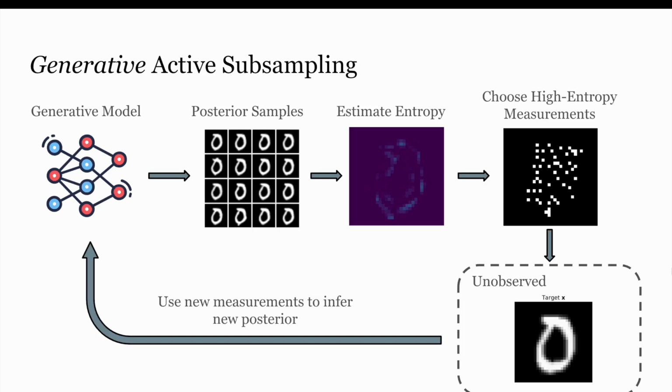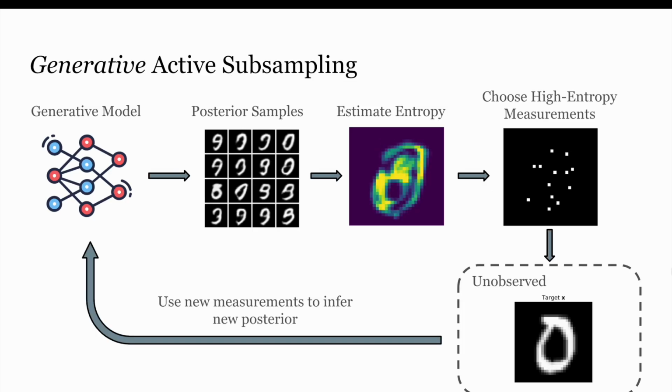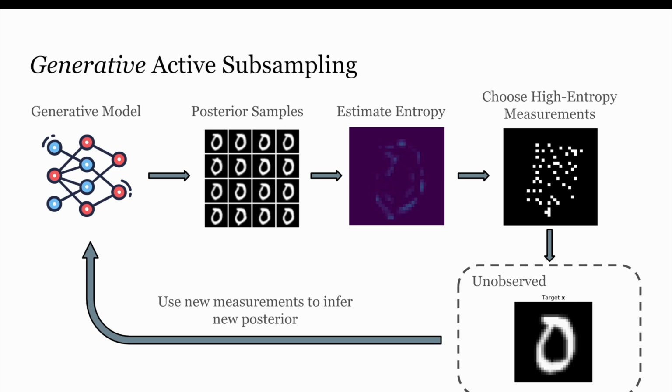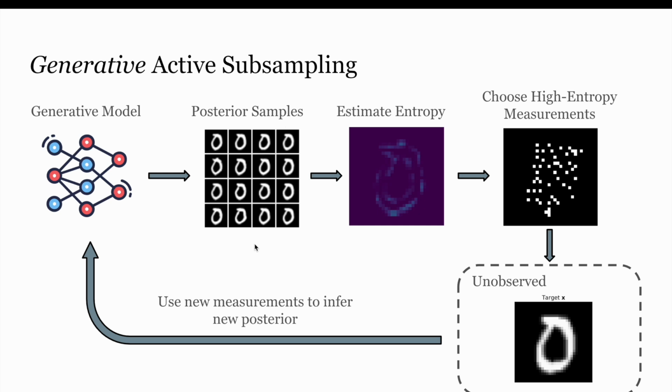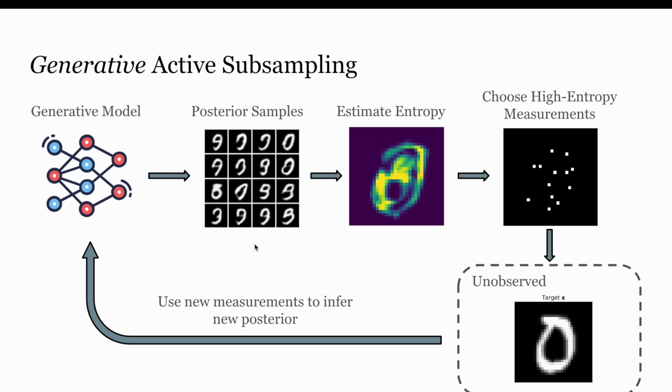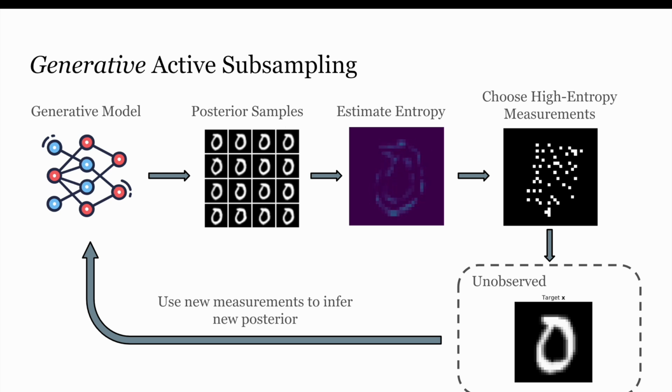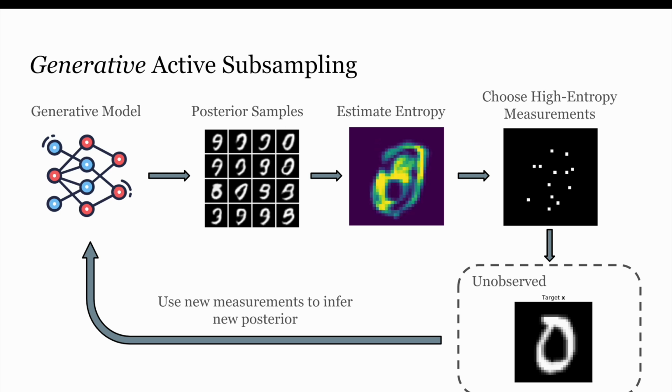And just to visualize that a bit, to make it clearer, this is the whole pipeline here. I refer to this as generative active sampling, where we're going to approximate this entropy using a generative model. This is a conditional generative model that we can provide with some measurements, and it can generate posterior samples for us.